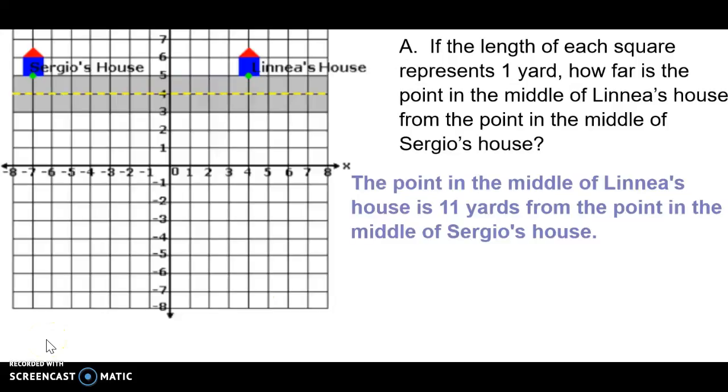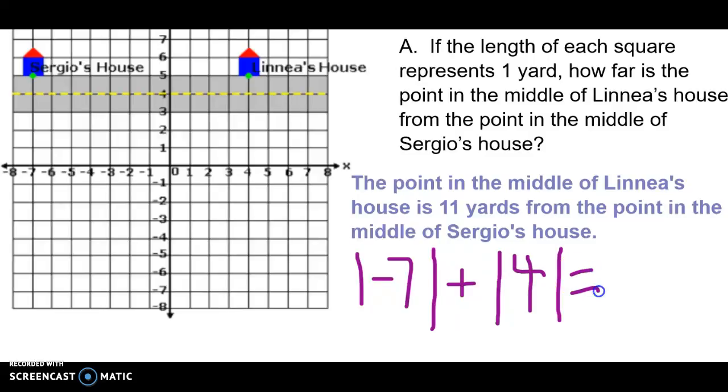Another way I could solve this problem is I know that my point in the middle of Sergio's house is located at x negative 7. I'm looking at the absolute value because I want to see how far away Sergio's house is from 0. So negative 7, I'm doing the absolute value. I'm adding, since opposite signs, the absolute value of Linnea's house, which is 4 on the x. The absolute value of negative 7 is 7, and if I add that to the absolute value of 4, which is 4, 7 plus 4 is 11.